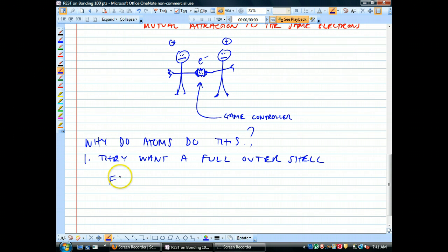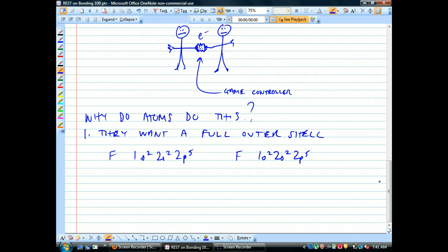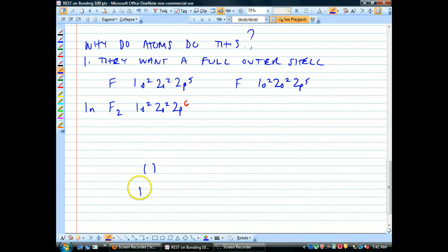And so let's look at that in a little bit more detail. Let's say we've got our fluorines again. So here's fluorine 1s2, 2s2, 2p5. And here's another fluorine 1s2, 2s2, 2p5. They don't have a full outer shell just like that. But here's what happens if they get together. In F2, they both become like this. How does that work? Well, let's look at it. You know what? Let's look at it with an orbital filling diagram. So here's fluorine.